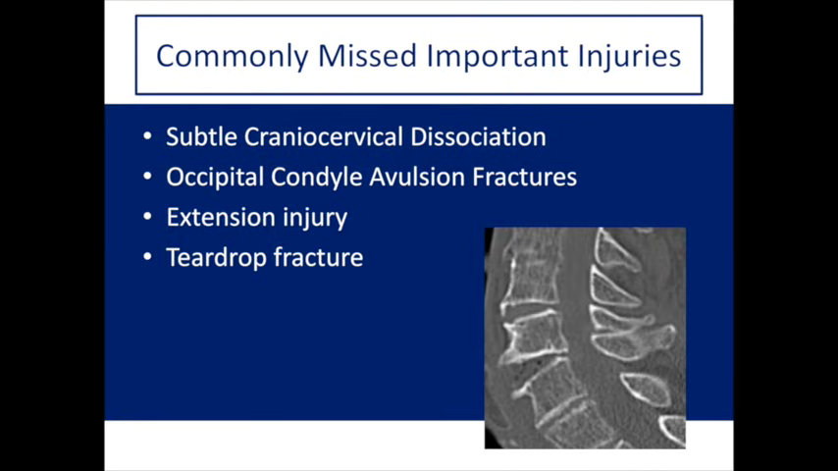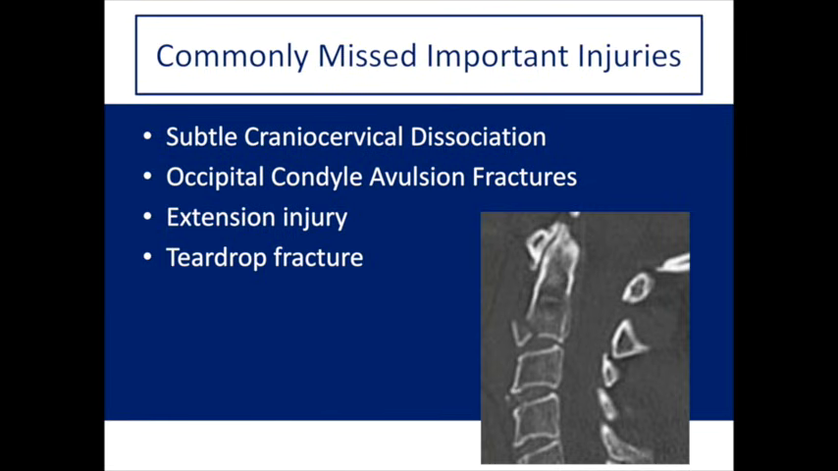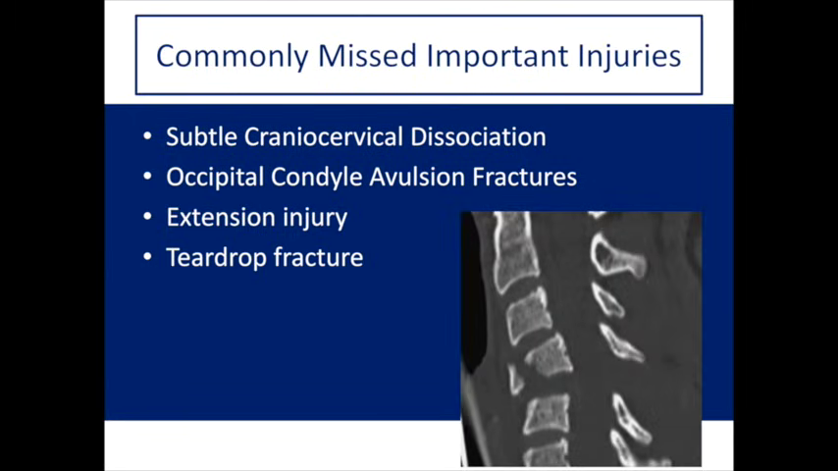The extension teardrop most commonly occurs at C2. This is an example of an extension teardrop at C2. A flexion teardrop most commonly is seen lower down, most commonly at C5-6. This is an example of a flexion teardrop fracture. Notice how it's bigger, it's at a different location, and the pattern of injury is different. As you can see, this is a flexion pattern of injury with distraction posteriorly.